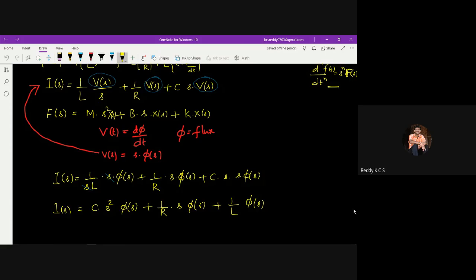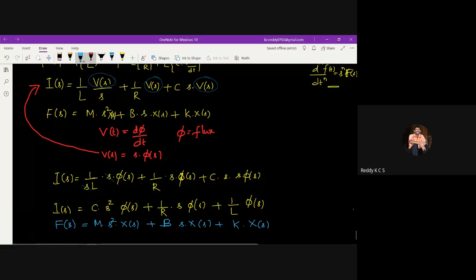So now we know this F of s equation, which is equal to M into s square into X of s plus B into s into X of s plus K into X of s.